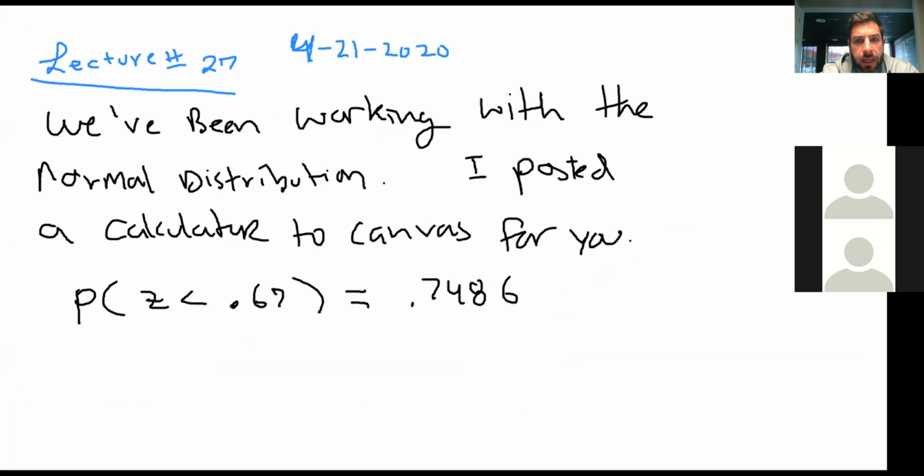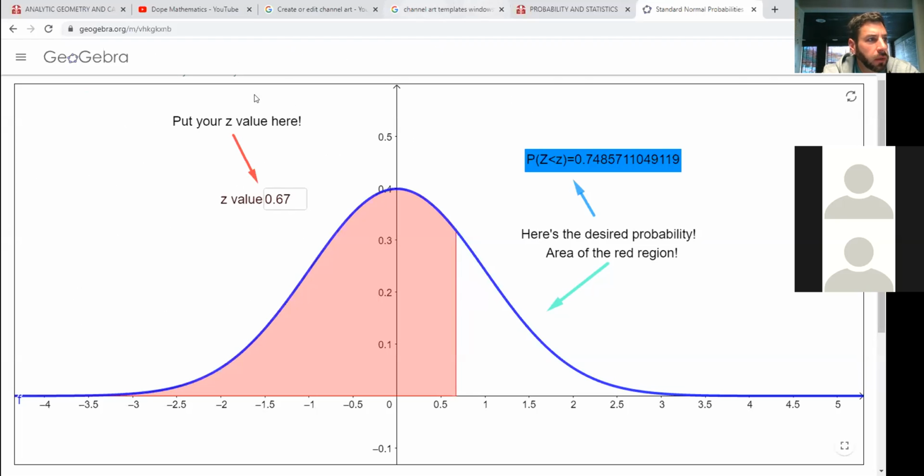Again, it's pretty straightforward how to use this thing. If you want to use it, I'm not saying you have to, but it's there for you. You plug in your values. Notice, for example, if I plug in 0, if I want to know the area up to 0, you'll see that it's 1/2 as we expect. If I want to know the area up to 2, it gives me 0.977.